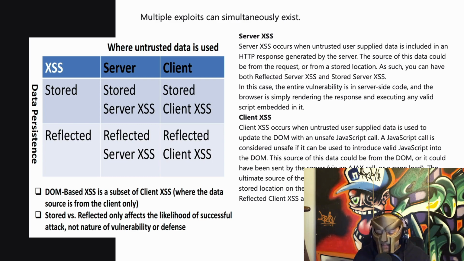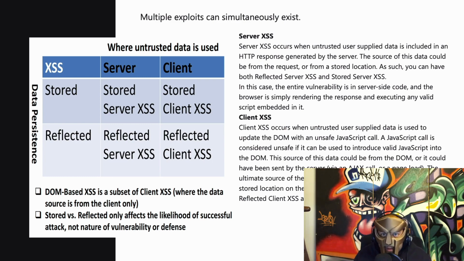Client-side cross-site scripting occurs when untrusted user-supplied data is used to update the DOM with an unsafe JavaScript call. A JavaScript call is considered unsafe if it can be used to introduce valid JavaScript into the DOM. The source of this data could be from the DOM, or it could have been sent by the server via an AJAX call or a page load. The ultimate source of the data could have been from a request or from a stored location on the client or server. As such, you can have both reflected client-side and stored client-side cross-site scripting.